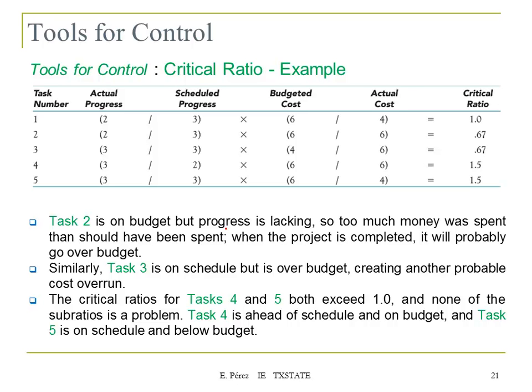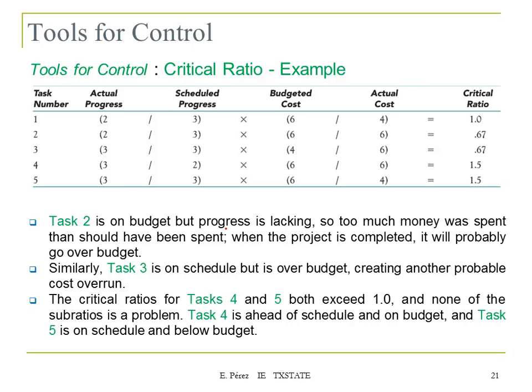And as you can see, the actual progress is below the scheduled progress. And then task 3 is on schedule, but it's over budget, creating another probable cost overrun.